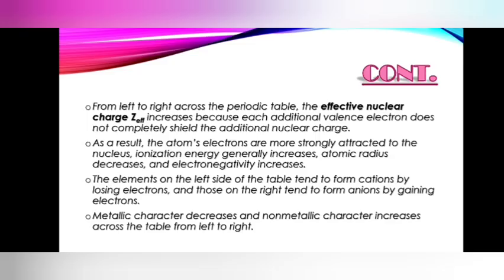The elements on the left side of the table tend to form cations by losing electrons, and those on the right side tend to form anions by gaining electrons. A cation is formed when an electron is lost by an atom, and when an atom loses an electron, it gains a positive charge. So the elements on the left side mostly form cations by losing electrons, and the elements on the right side gain electrons and form anions. And you know that anions have a negative charge. Metallic character also decreases, and non-metallic character increases as you move from left to right.